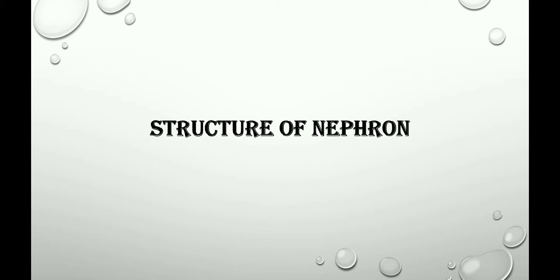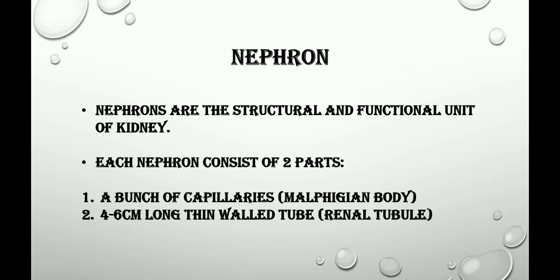Structure of nephron. Nephrons are the structural and functional unit of kidney. Each kidney consists of near about 1 million nephrons. Each nephron consists of 4 to 6 centimeter long thin walled tube that is called renal tubule, and a bunch of capillaries called glomerulus.